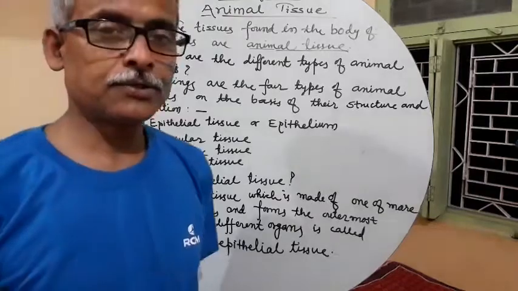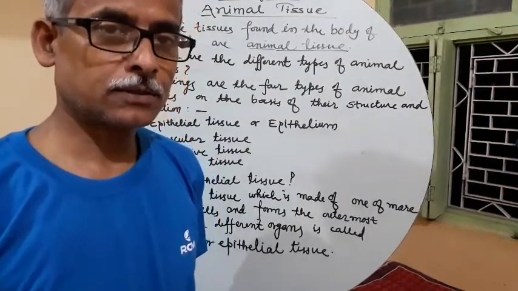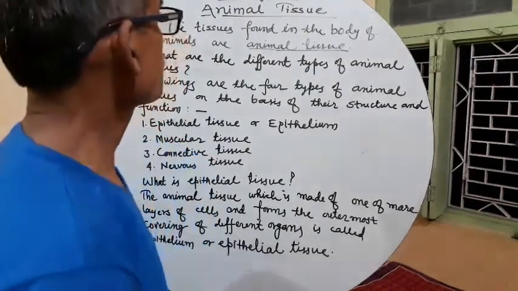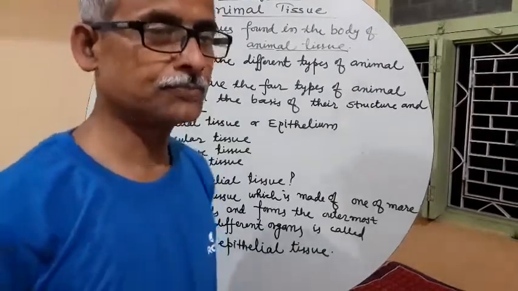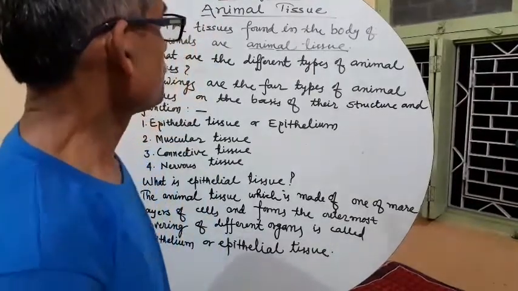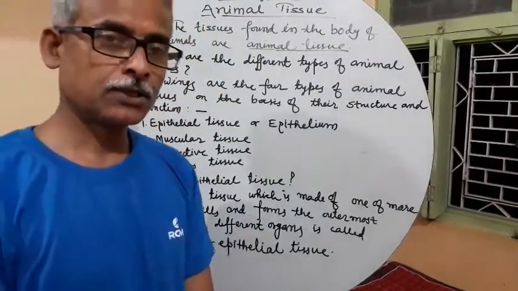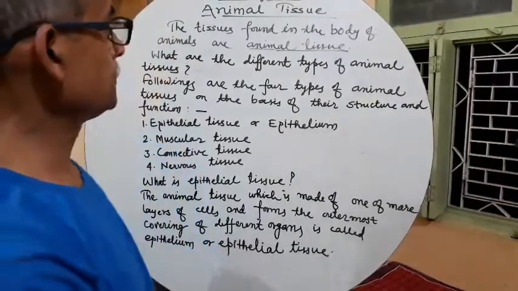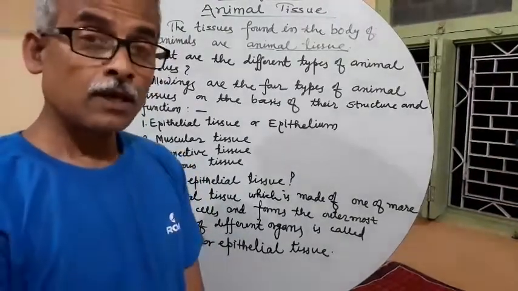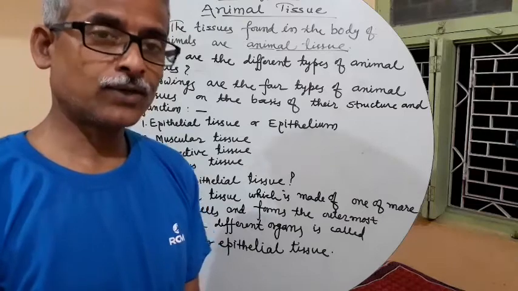We have learnt about the plant tissues in the chapter tissue, and after its completion, now we have to study about animal tissue. A question arises, what is an animal tissue?